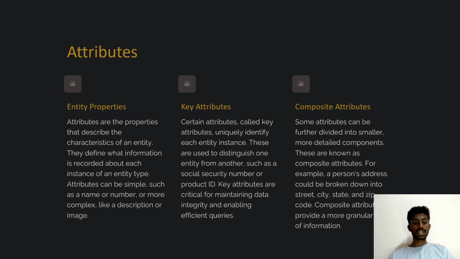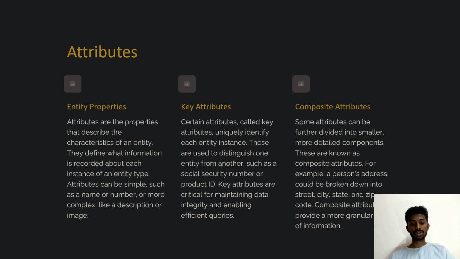Attributes in entity. Attributes are the properties that describe the characteristics of an entity. They also define what information is being recorded about each instance of an entity type. These attributes can be anything such as a name or a number, or more complex like a description or an image.